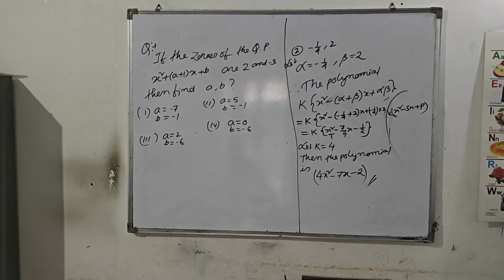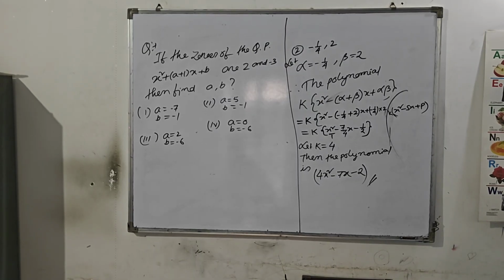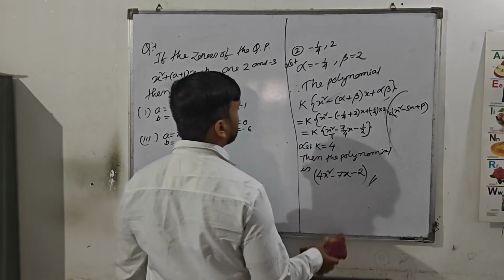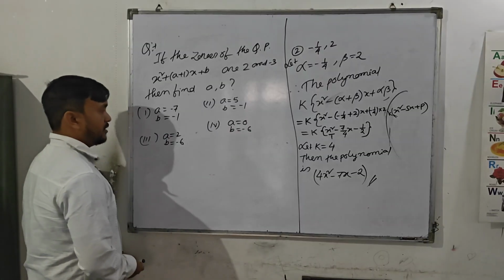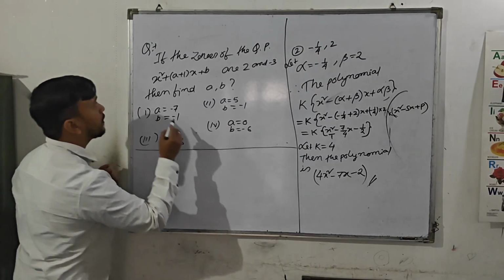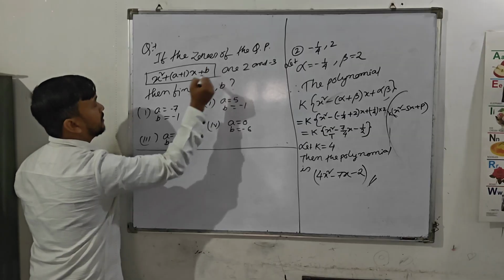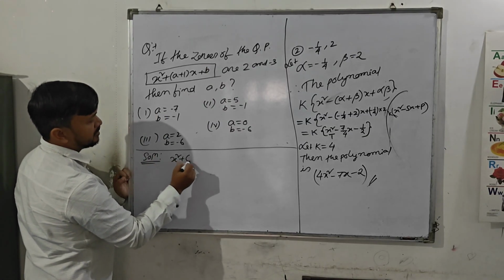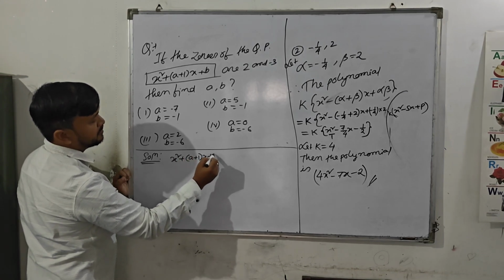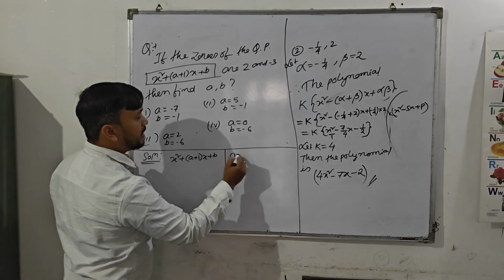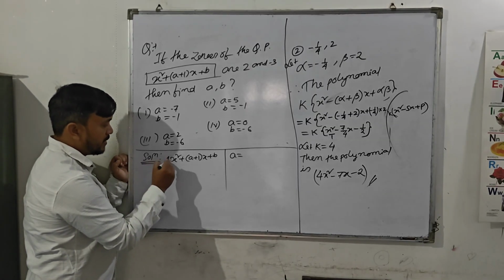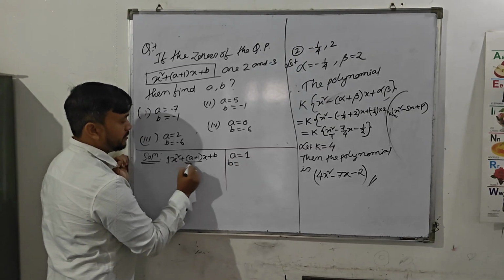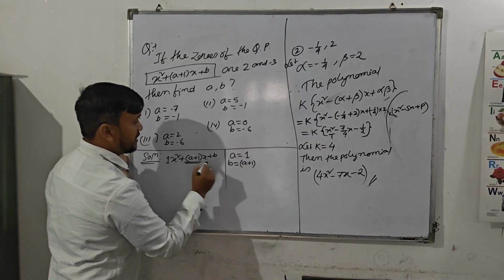Try to solve this MCQ. No idea? Rajdeep, try to learn how to solve this kind of question. See how to do it in the exam. Focus on the polynomial. Write it down step by step: x square plus (a plus 1) into x plus b. So what is the value of a here? 1. What is the value of b? a plus 1. What is the value of c?